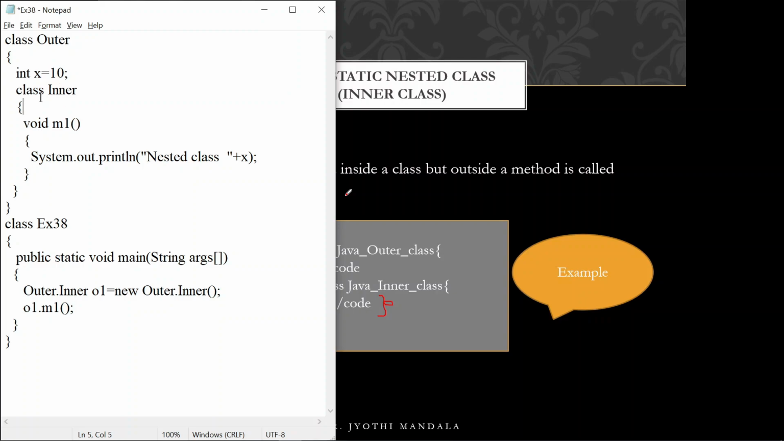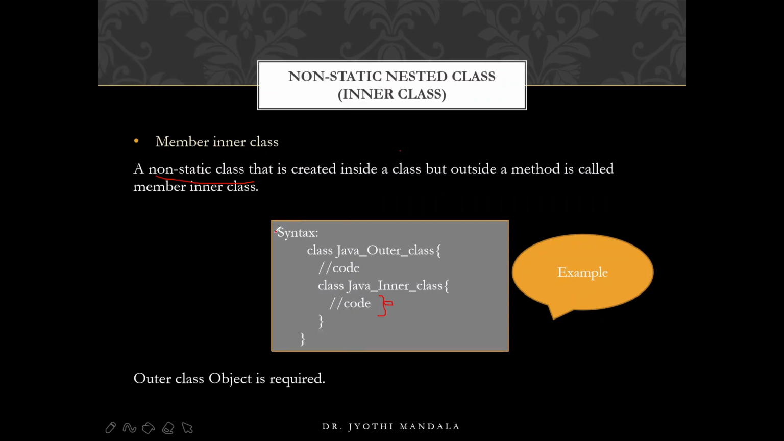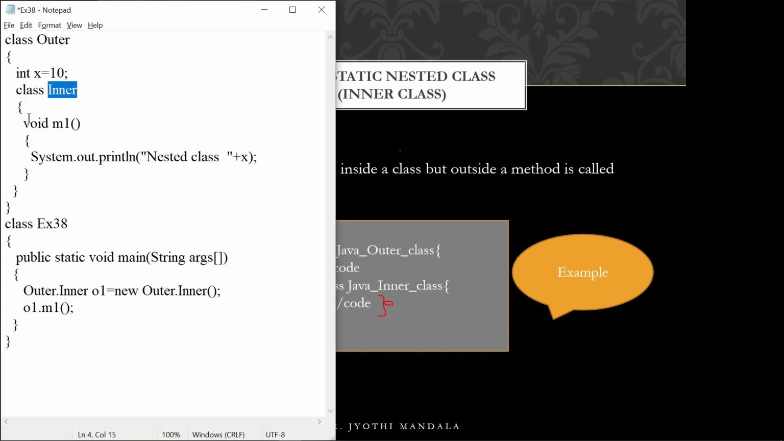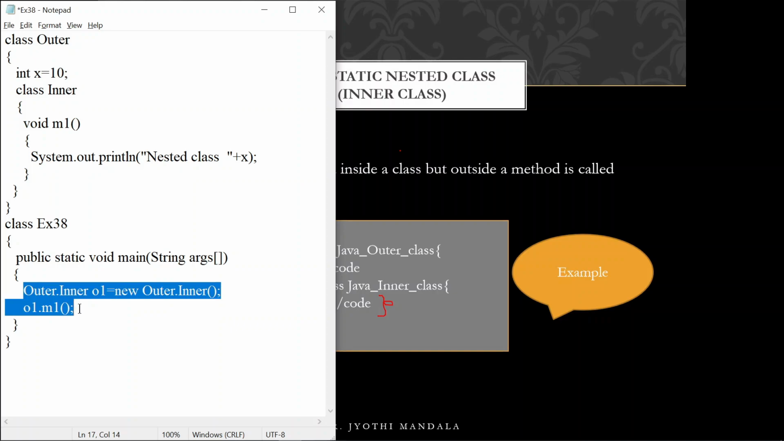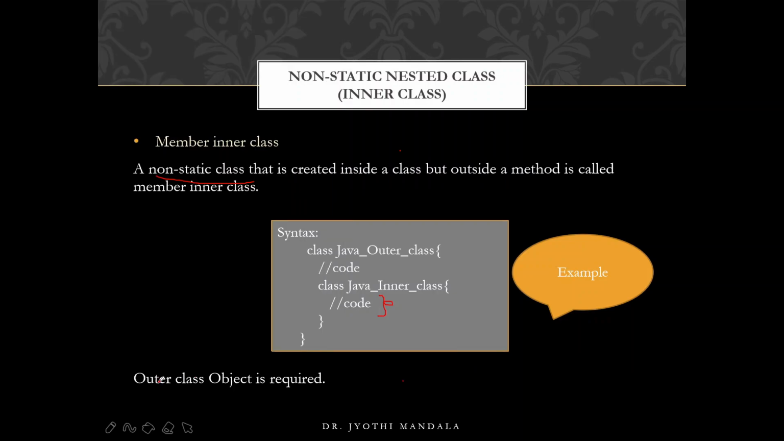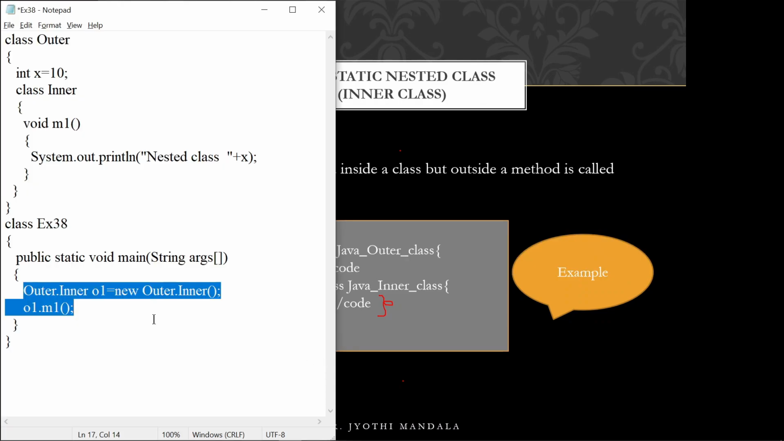So outside the method, if you are writing any class, then it is called a member inner class. Now whenever you are not writing a static inner class, you should not call your method like this. In such a case, we need to create an object of our inner class. That means we cannot write our statement like this.